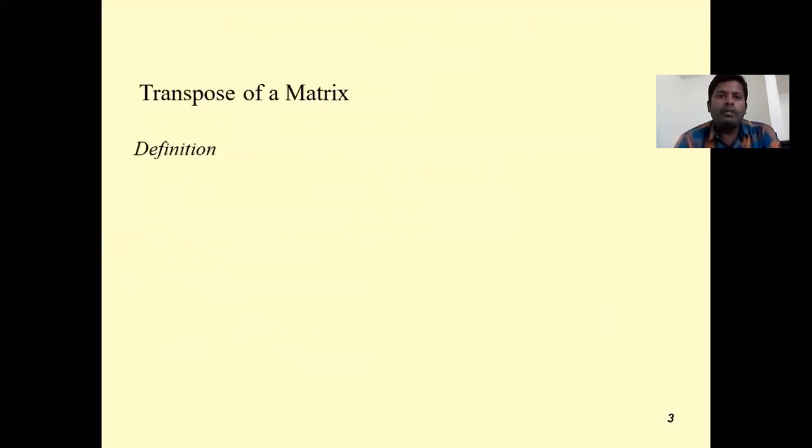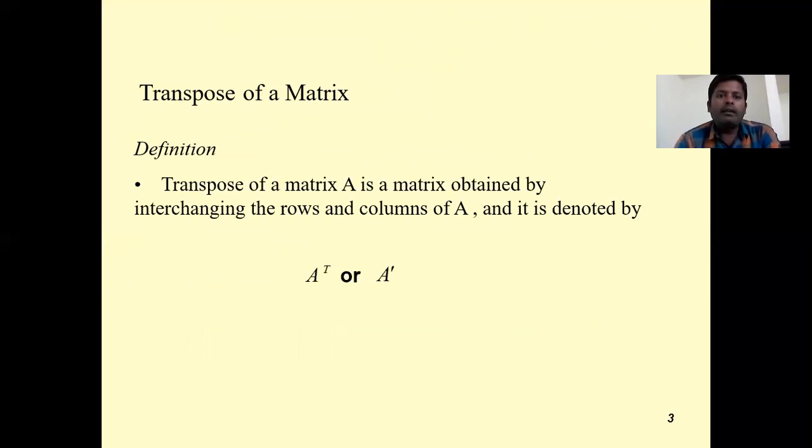Now we go to the definition of transpose of a matrix. The transpose of a matrix A is a matrix obtained by interchanging the rows and columns of A and is denoted by A transpose, A power T or A dash. The meaning of the transpose is we have to interchange rows and columns.